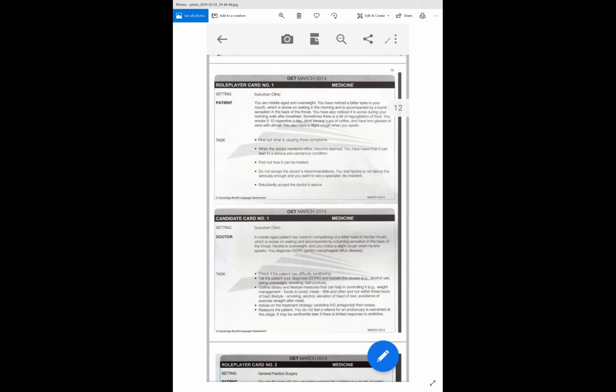When the doctor mentions reflux, become alarmed. You have heard that it can lead to a serious precancerous condition. Find out how it can be treated. Do not accept the doctor's recommendations at first. You feel he or she is not taking you seriously enough, and you want to see a specialist. Be insistent. Reluctantly accept the doctor's advice.